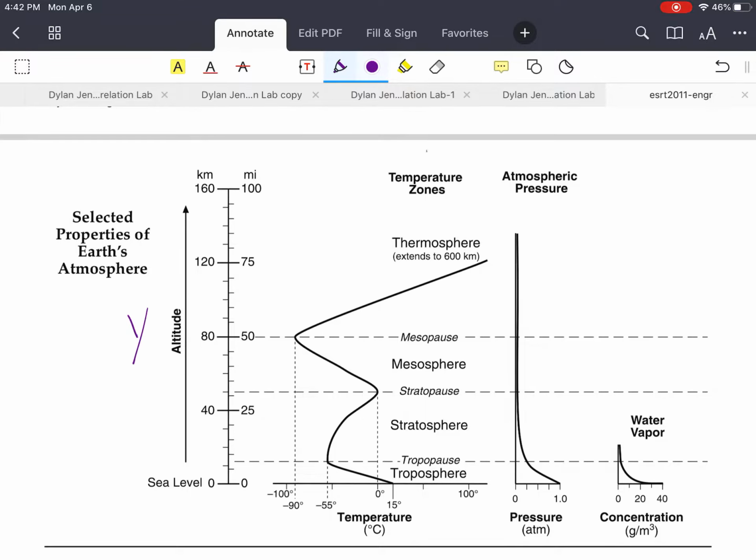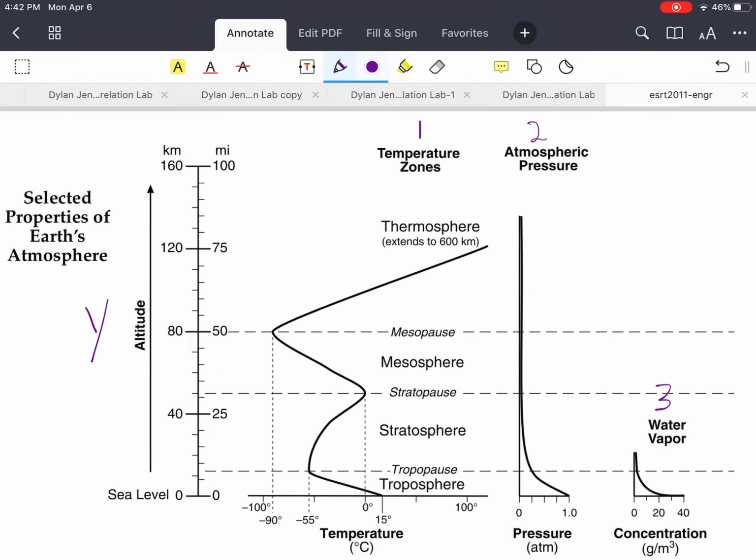The first graph is temperature zones. The second graph is atmospheric pressure. The third graph is water vapor. So I'm going to start with temperature zones.